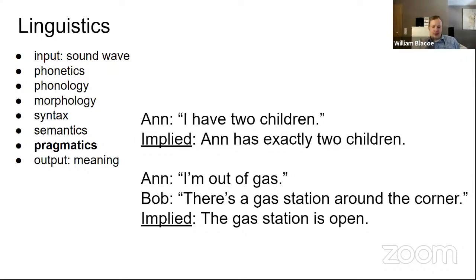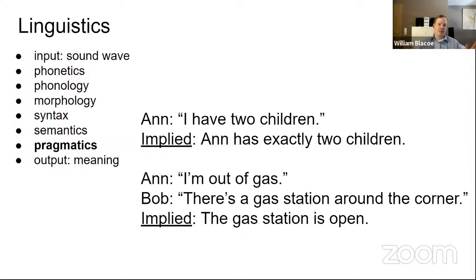So when Anne says, "I have 2 children," Bob might think, well, she could have 3 children, and the sentence would still be true. But if she had 3 children, I think she would say she has 3 children. So she only says as much as necessary, and then your internal reasoning should be enough to figure out what she means literally.